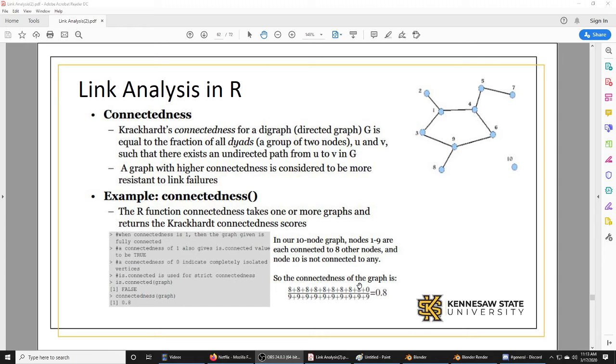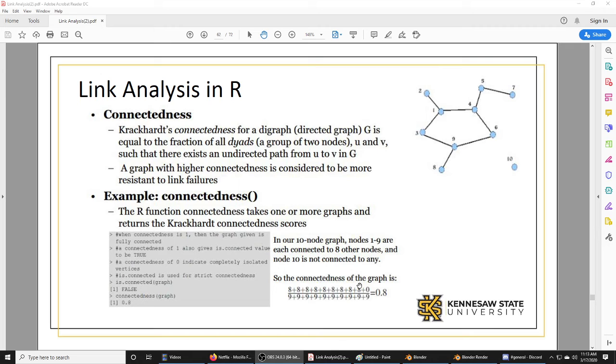So let's see, connectedness. Krackhardt's connectedness for a digraph G is equal to the fraction of all dyads, a group of two nodes, U and V, such that there exists an undirected path from U to V in G. It is resistant to link failures.